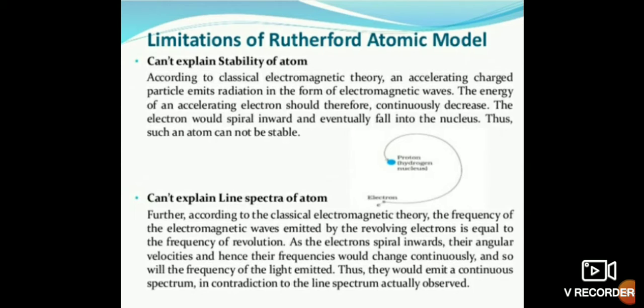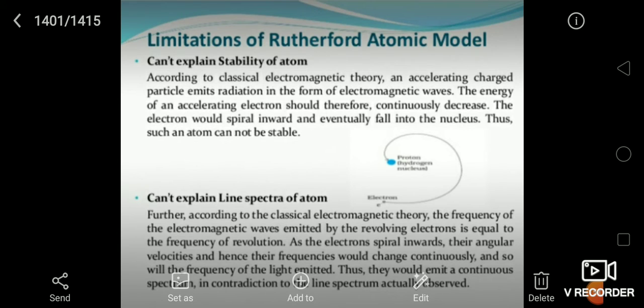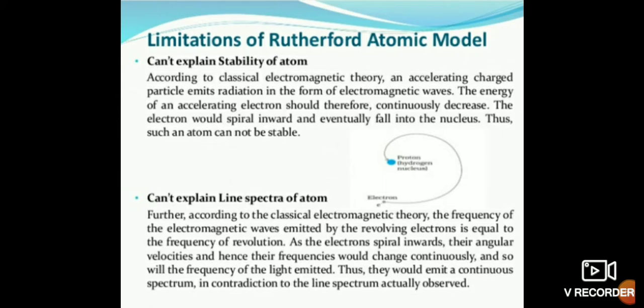It cannot explain the line spectra of atoms. Further, according to the classical electromagnetic theory, the frequency of the electromagnetic waves emitted by the revolving electron is equal to the frequency of revolution. As the electrons spiral inwards, their angular velocities and hence their frequencies would change continuously, and so would the frequency of the light emitted. Thus, they would emit a continuous spectrum, in contradiction to the line spectrum actually observed.